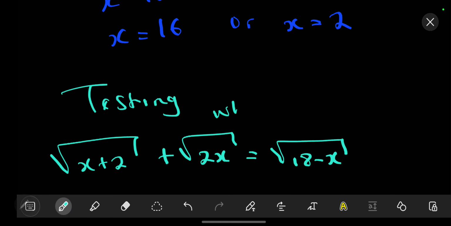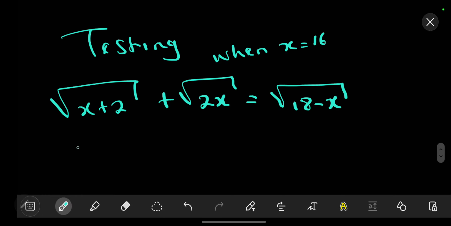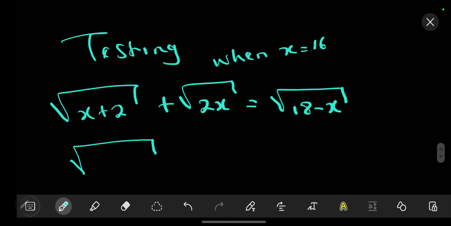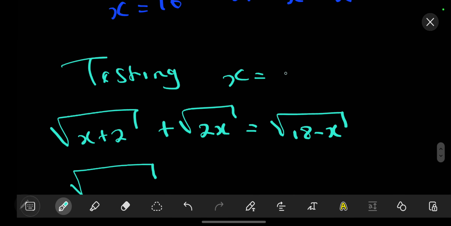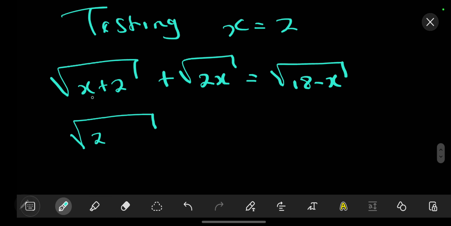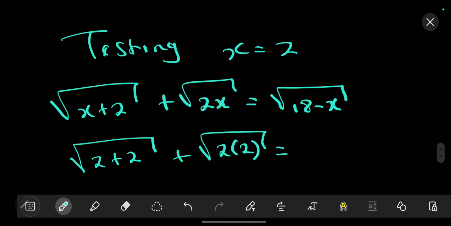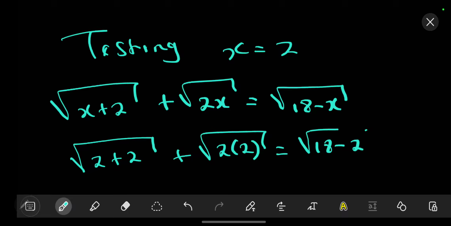So let's say when our x is equal to 16, we are going to get the square root. Okay, let's begin with the simple one. So let's say when our x is equal to 2, where there is x, we put 2 plus the square root of 2 times 2, which should be equal to the square root of 18 minus 2, like that.